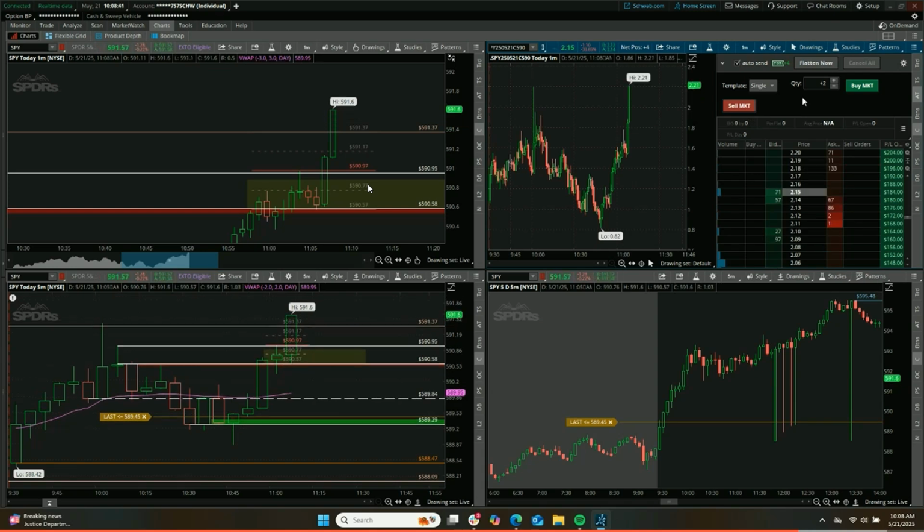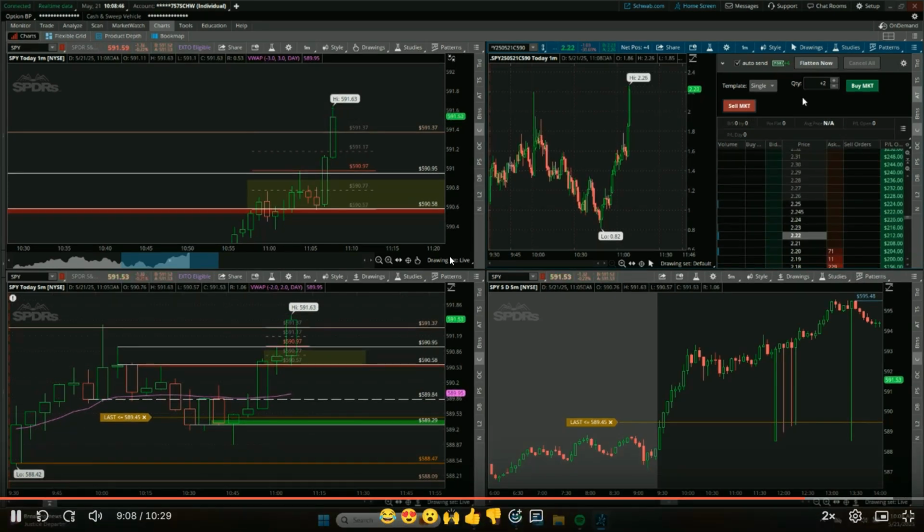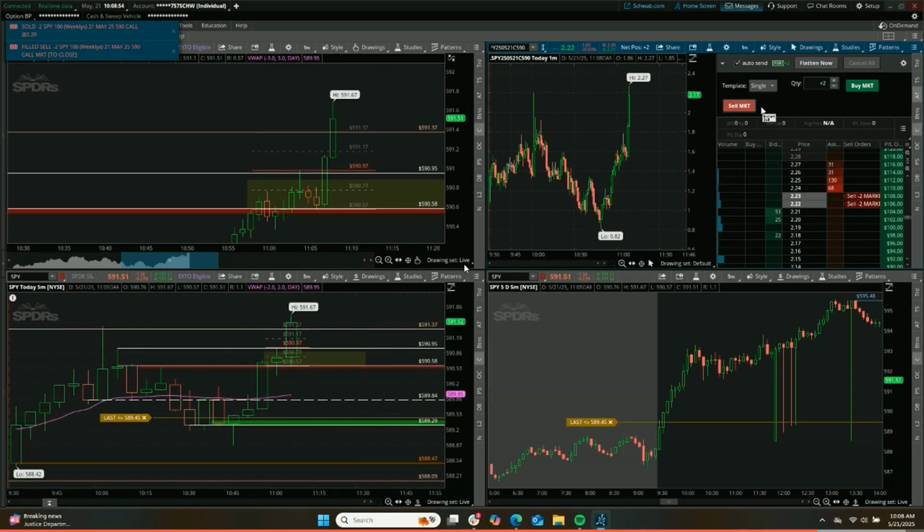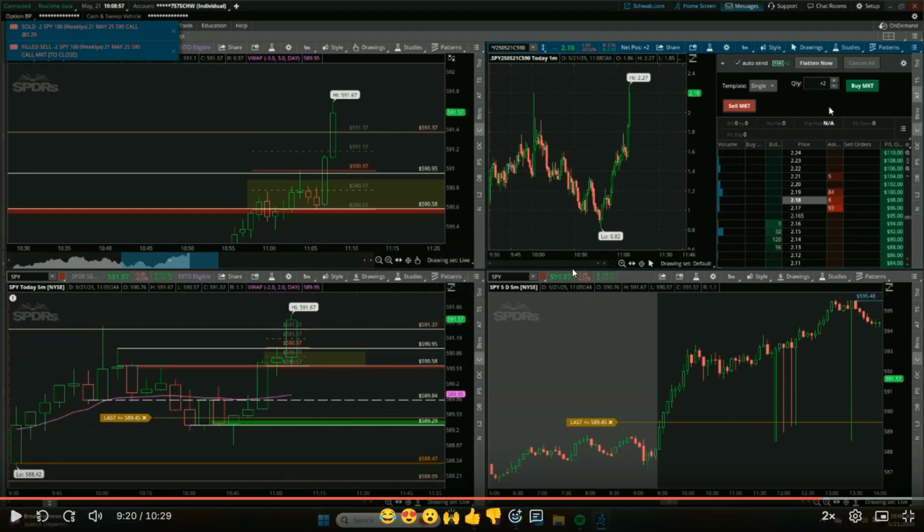But then it shoots completely past my original take profit. So I decided to go ahead and take two off to lock in some profit, just in case the price decides to rocket back down on me, which it has done in the past.